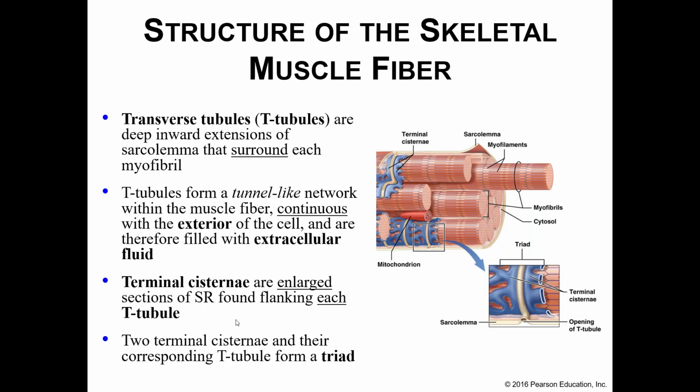You also have terminal cisterna, which are enlarged regions of your sarcoplasmic reticulum, and you find these on either side of your T-tubules. This whole composition of cisterna, T-tubule, cisterna, these three pieces together, is a triad. So you've got triad after triad after triad.